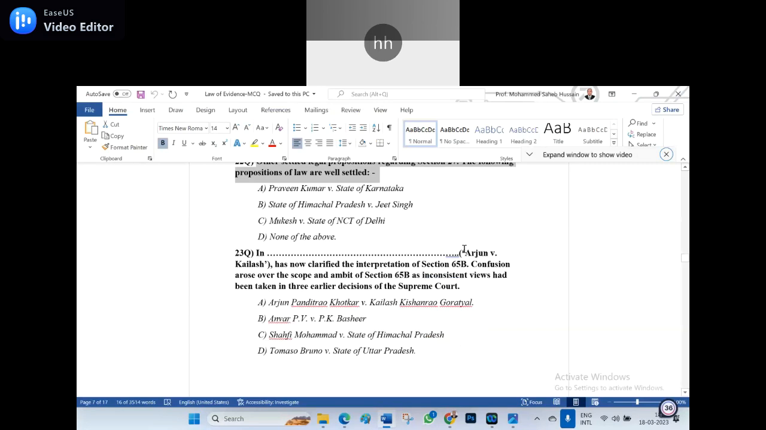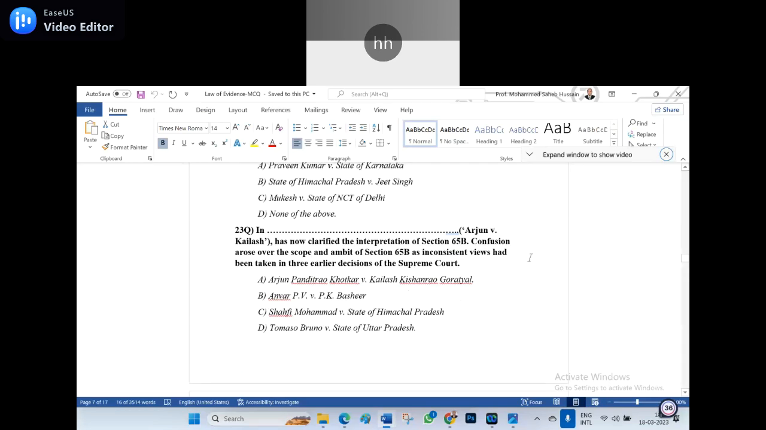Okay, now the 23rd question. Arjun versus Kailash is also a well-known case law, and this case law will supersede the other three case laws which say about 65B, and there is no confusion at all. It has now clarified the interpretation of section 65B. Confusion arose over the scope and ambit of section 65B as an inconsistent view had been taken in three earlier decisions of the Supreme Court. There are three earlier decisions. They give a different view, but this case law makes it very clear. So what is the name of the case law?